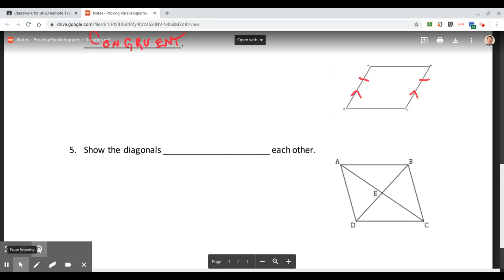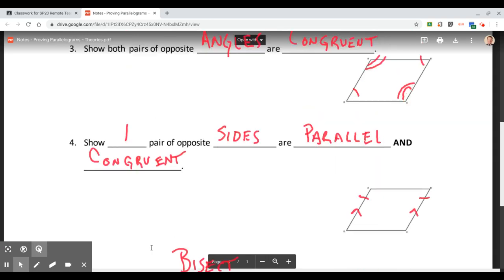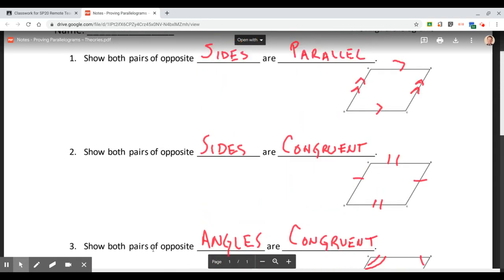And the fifth theorem says show the diagonals bisect each other. So we need to show that the diagonals bisect each other, and when they bisect each other, they create two equal or congruent segments. And so segment AE is going to be congruent to EC, and DE is going to be congruent to EB. And if you can show that these diagonals bisect each other, then you have also showed this quadrilateral is a parallelogram.